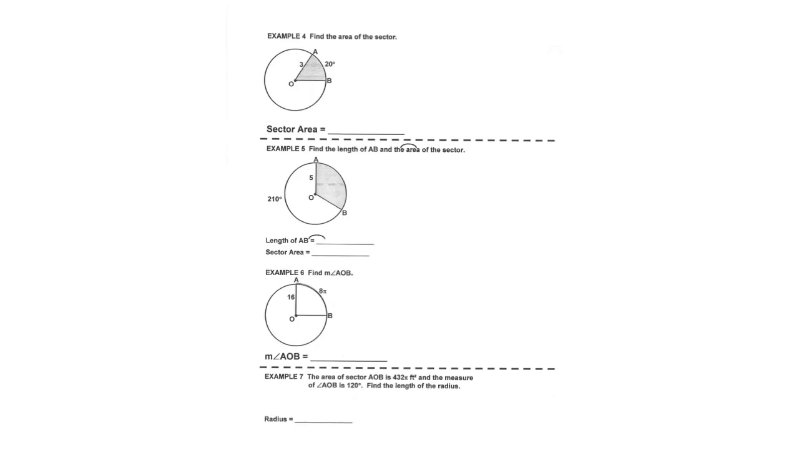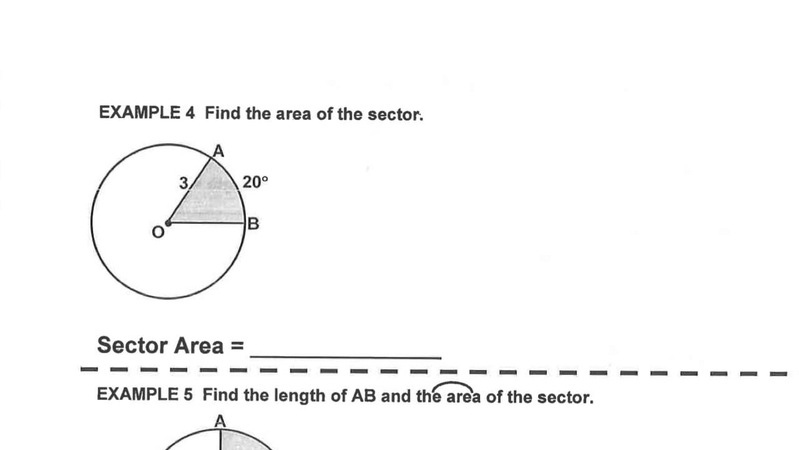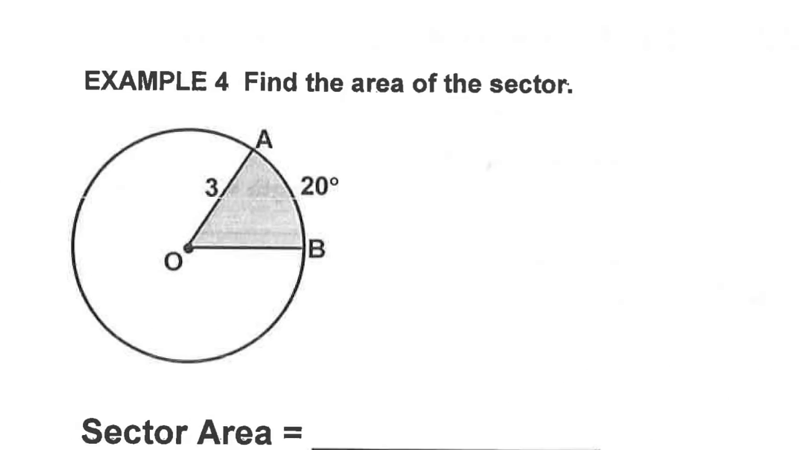Go to the next one. You might try this one out real quick. Yeah, it's nothing too complex. Same thing we just did. See, this time they give us the arc degrees, but that tells us that our angle is 20 degrees. So 20 over 360 times pi times r squared.